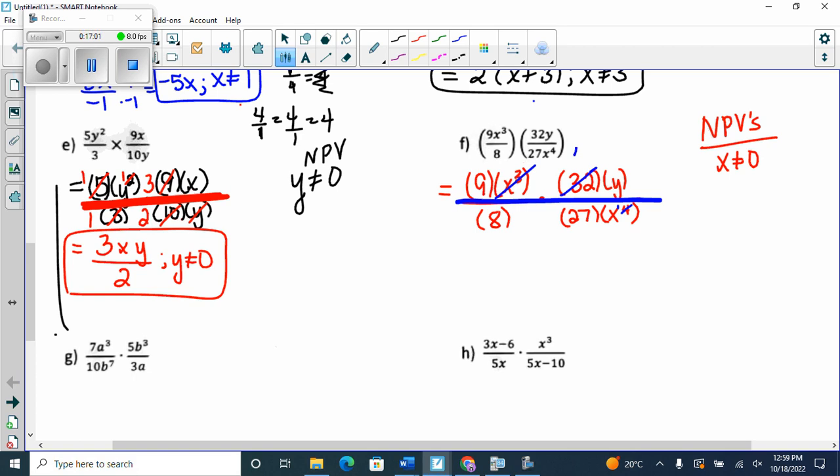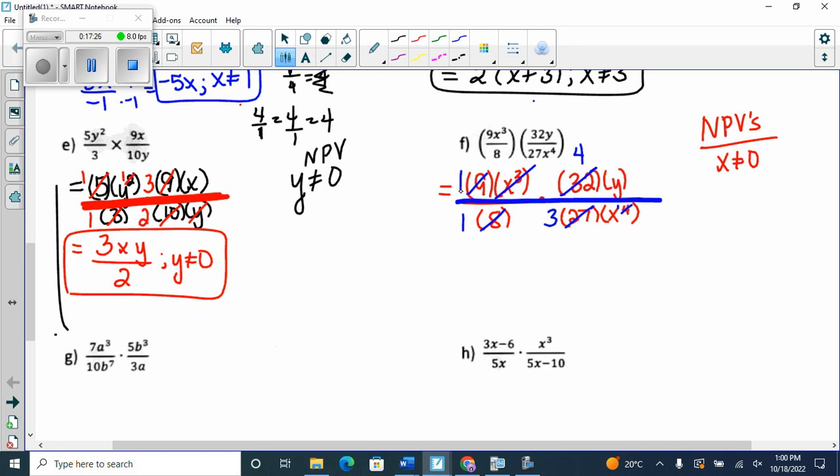32 and 8 have 8 in common. So 32 divided by 8 is 4. 8 divided by 8 is 1. 9 and 27 have 9 in common. 27 divided by 9 is 3. 9 divided by 9 is 1. If you don't simplify the numbers, you could just technically multiply 9 times 32, multiply 8 times 27, and then reduce them at the next step, right? You wouldn't have to do it at this point.